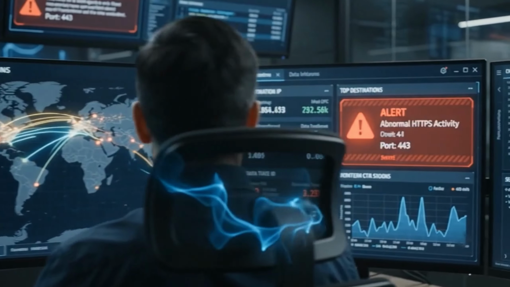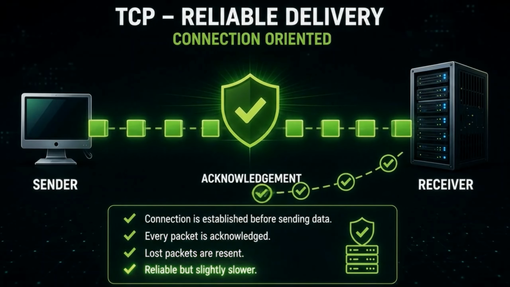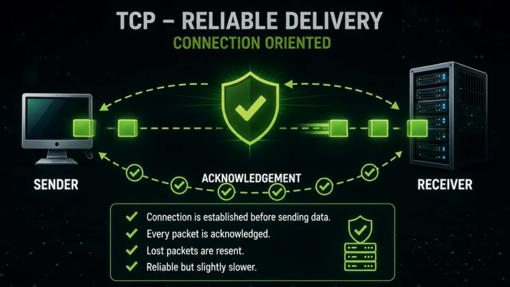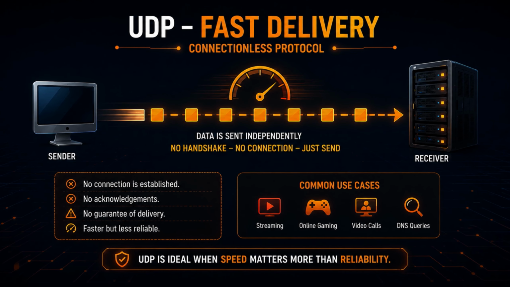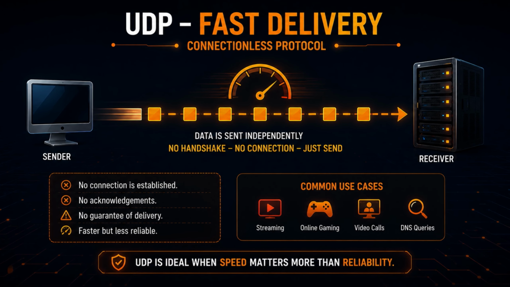Imagine sending an important package. Would you check whether it arrived? TCP does. Before sending data, TCP creates a connection. Then it confirms every packet arrives safely. Reliable, accurate, but slightly slower. UDP is different. It doesn't wait, it doesn't ask. It simply sends faster, but with no guarantee.